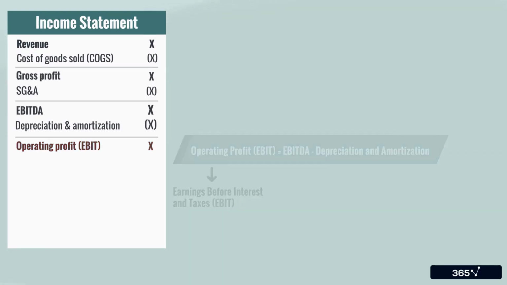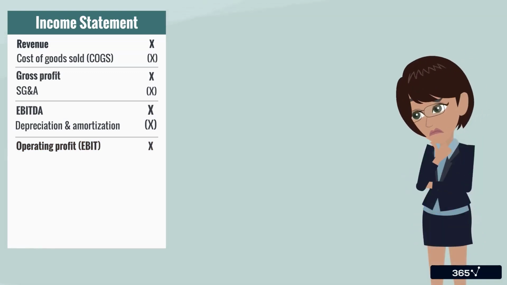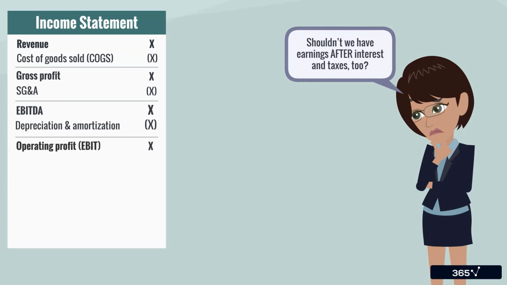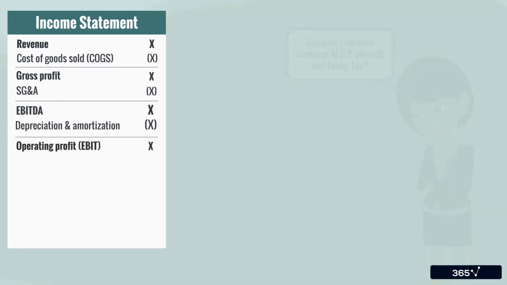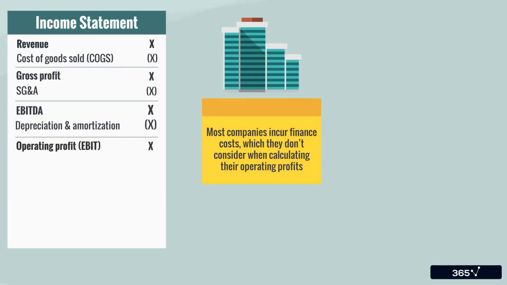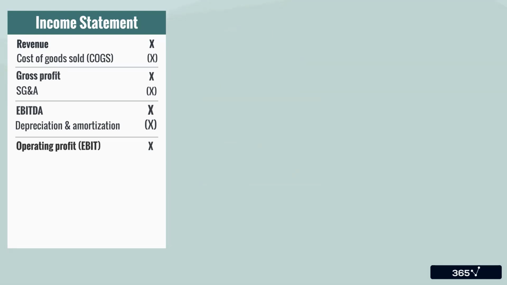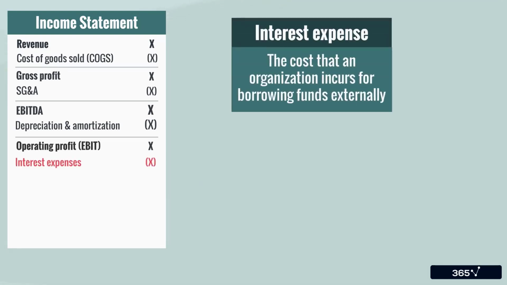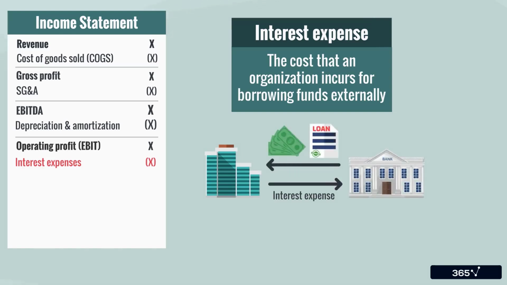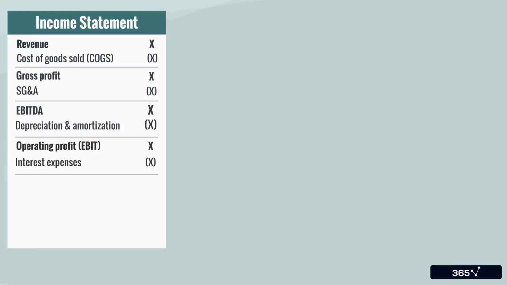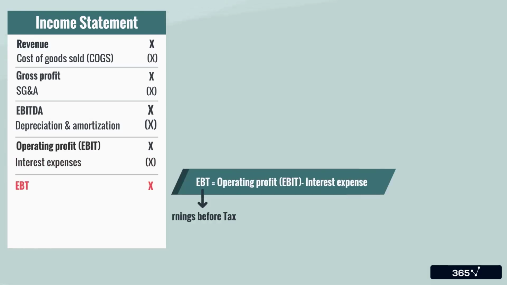As easy as that. Hang on a minute. Since we have earnings before interest and taxes, shouldn't we have earnings after interest and taxes too? That's true. Most companies incur finance costs, which they don't consider when calculating their operating profits. For instance, interest expense is the cost that an organization incurs for borrowing funds externally. Quite often, firms would receive bank loans and pay interest expenses for the amounts they owe. So, the next accounting equation we need to remember is EBIT minus interest expense results in earnings before tax, or this is how we obtain the EBT figure.